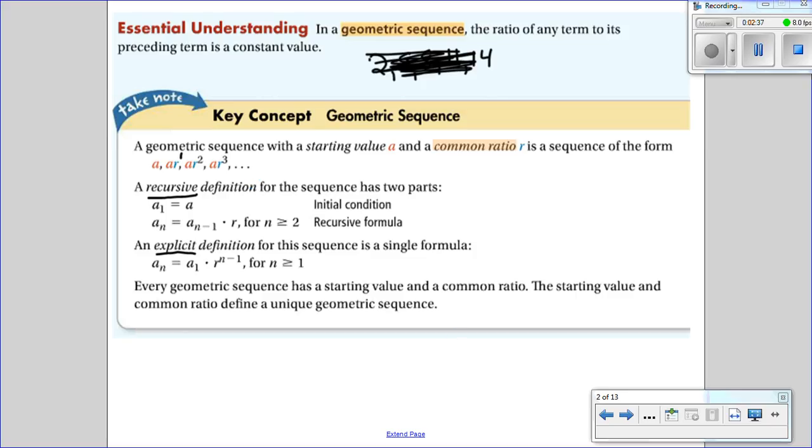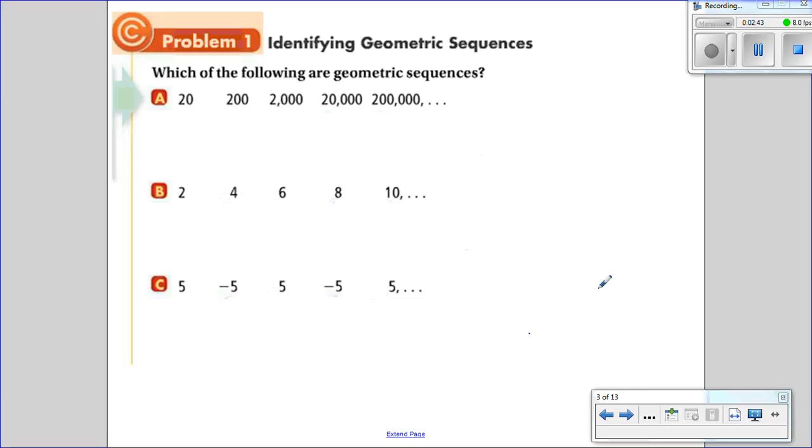First off, which of the following are geometric sequences? So are these geometric sequences, yes or no? So what we're looking for is, what happens? How do you go from 20 to 200? Well, you could say you add 180, right? You're right. How do you go from 200 to 2,000? You add 1,800. Here you add 18,000. Are those the same each time? And the answer is no.